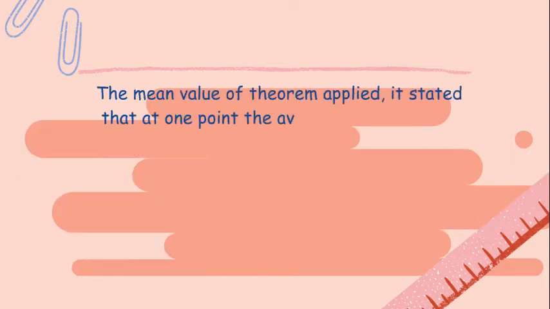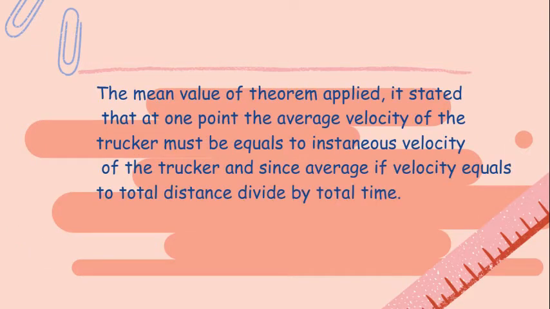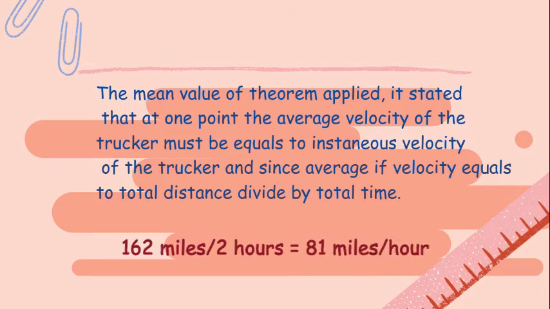The mean value theorem applies here. It states that at one point the average velocity of the trucker must be equal to the instantaneous velocity of the trucker, and average velocity equals total distance or displacement divided by total time. So this is the calculation: 162 miles divided by 2 hours equals 81 miles per hour. Then at least one time on the toll road, the trucker was going 81 miles per hour, which is well over the speed limit, because the speed limit is 70 miles per hour.